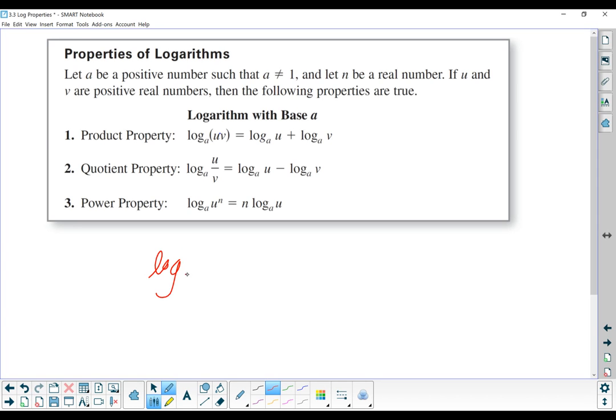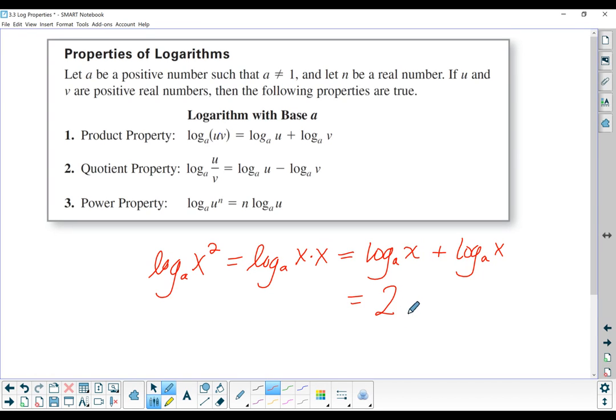So if I have the log base a of x squared, for example, I could think of that as the log base a of x times x, right? Because x squared is just x times x. So if I use the product property, that's log base a of x plus log base a of x, and that's the same as 2 times log base a of x, because there's 2 of them. And so you can see that if I follow that process through, the power became a coefficient. So the power property is really just an extension of the product property.